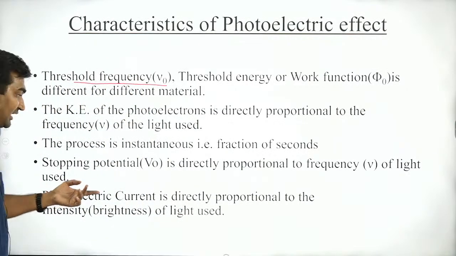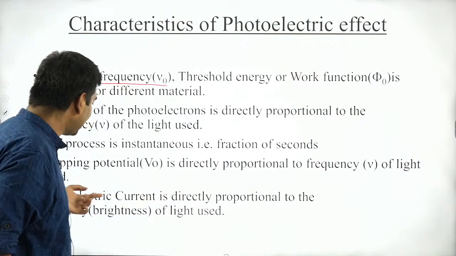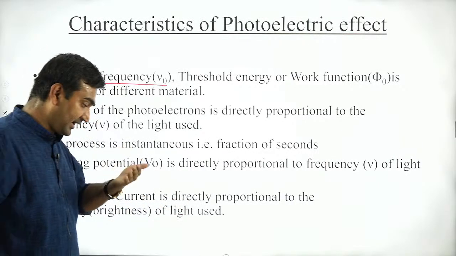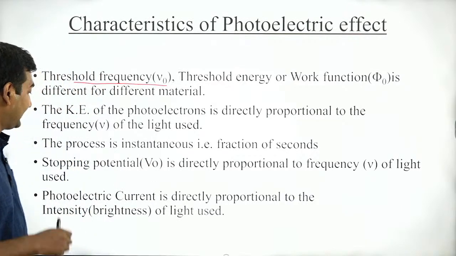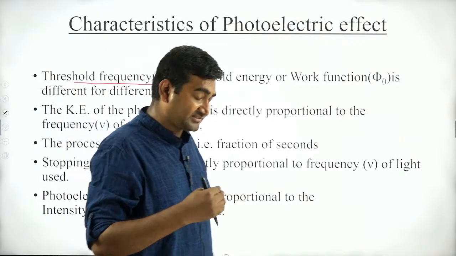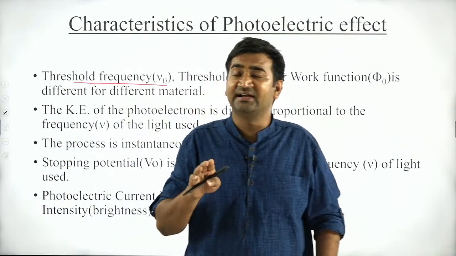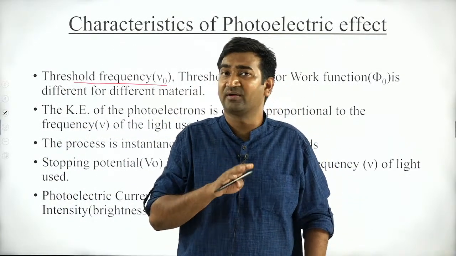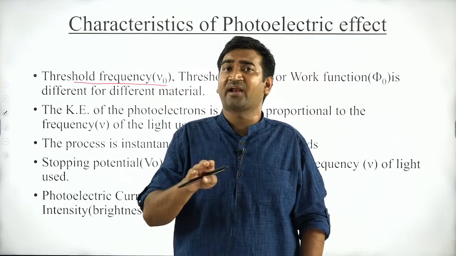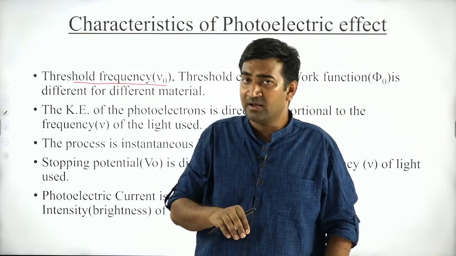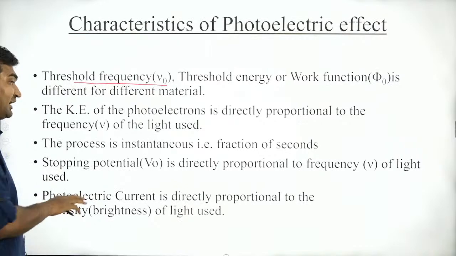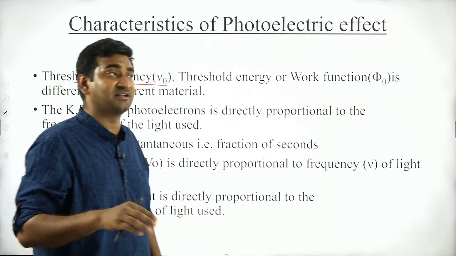Then photoelectric current is proportional to the intensity of the light used. Again, many times, as I have told you, questions come about the intensity and about the frequency. So this should be very much clear to you, the intensity and the frequency. Kinetic energy depends upon the frequency, stopping potential depends upon the frequency, but the current value, what does it depend upon? It depends upon the intensity, meaning brightness.